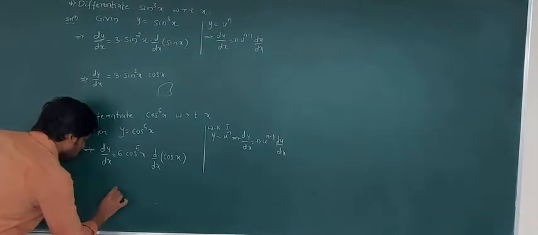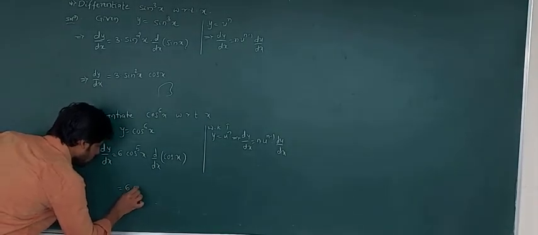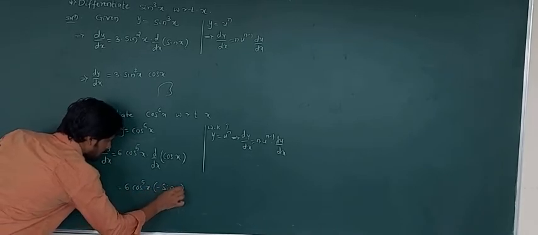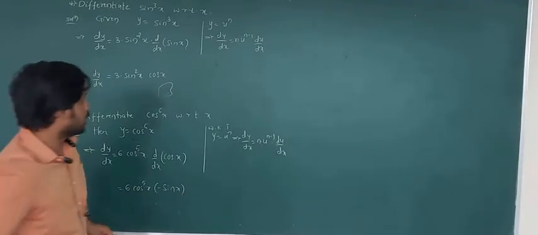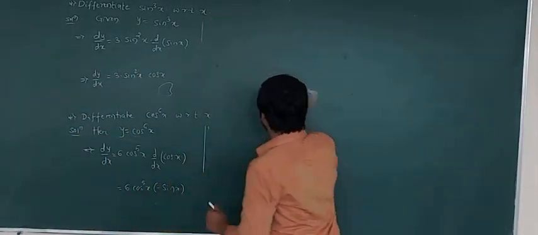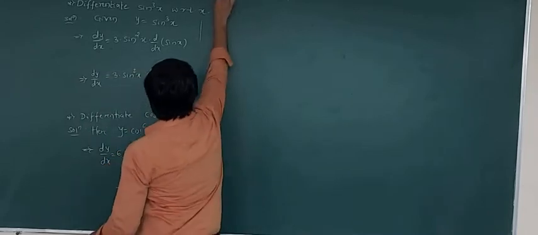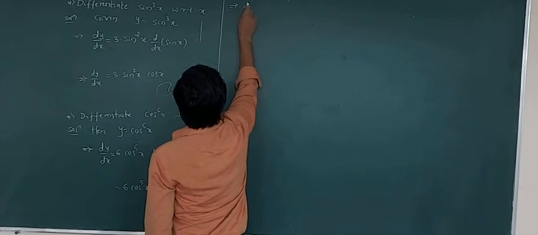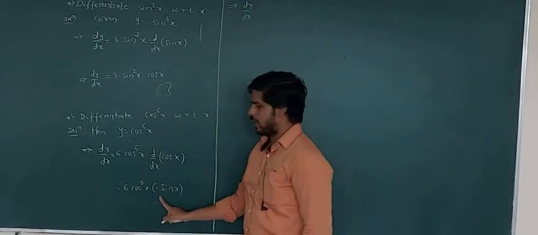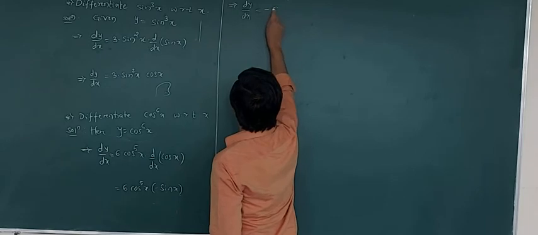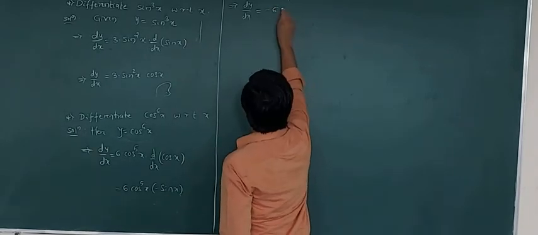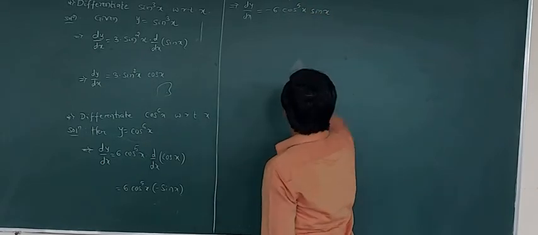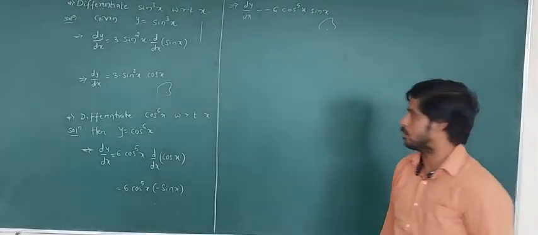The differentiation of cos x is minus sin x, so 6 into cos to the power 5 x into minus sin x. Here the minus is there, so dy by dx is equal to minus 6 cos to the power 5x into sin x. This is our solution. Write it down.